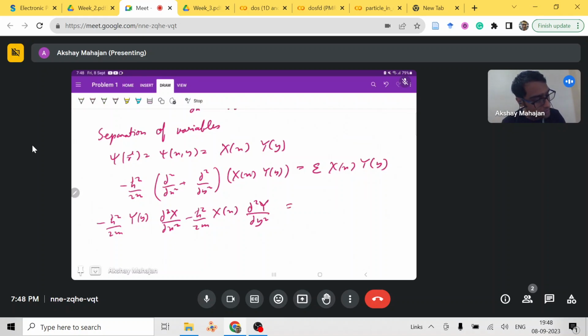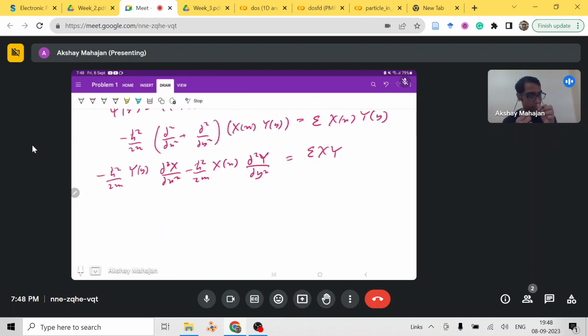Alright, now this gives us some epsilon X of x times Y of y, or let me just write it as X and Y. Now we will just divide by X and Y on both sides. So what we will have is minus ħ² by 2m, 1 by X, d square X by dx square. Let me take minus ħ² by 2m common, and then we have 1 by Y. So divide by XY on both sides.